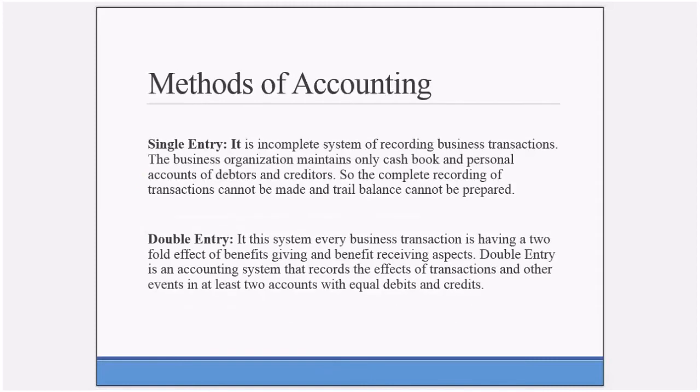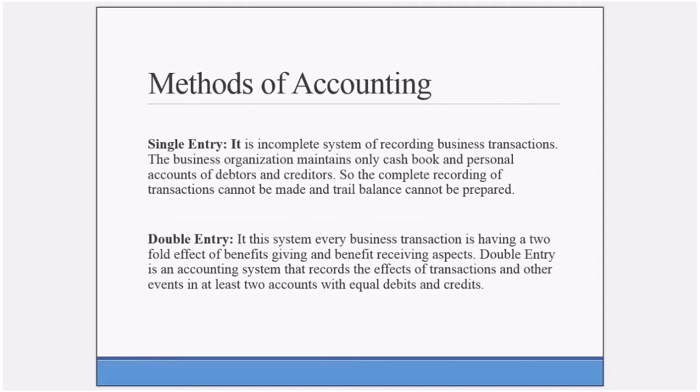Methods of accounting. There are two basic methods, single entry and double entry. There was a time when businesses used to follow the single entry system. Under the single entry system, you do not keep a lot of accounts. It's an incomplete system of recording. The businesses used to make only two sets of accounts, one for the cash book and another for personal accounts such as debtors, creditors. But that information is really not sufficient to give information to the stakeholder and to interpret it further. That is why something called double entry came into the picture.